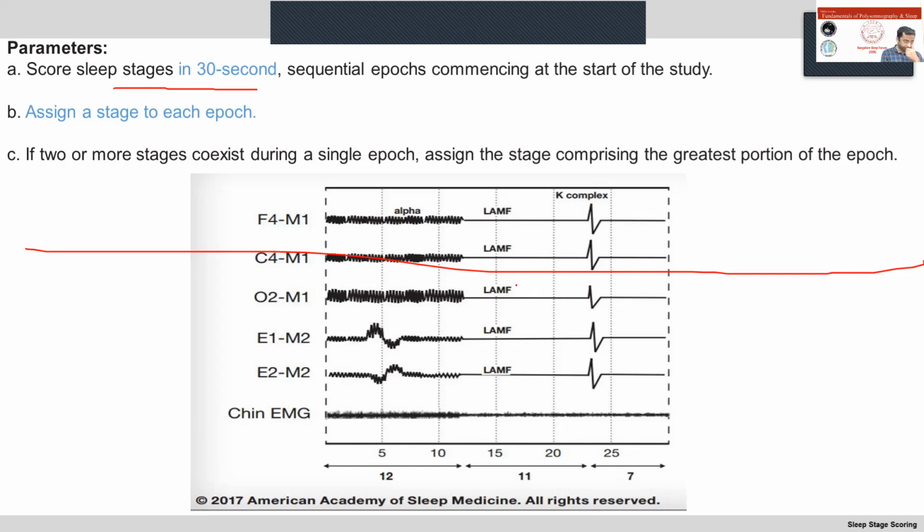Okay, like here, we'll discuss this alpha and R. Here this is 12 seconds, this is 11 seconds, this is 7 seconds. If your EMG increases and alpha is also there, then it's actually wake stage. So it is comprising 12 seconds, 11 seconds, and then we have to mark this stage as wake.